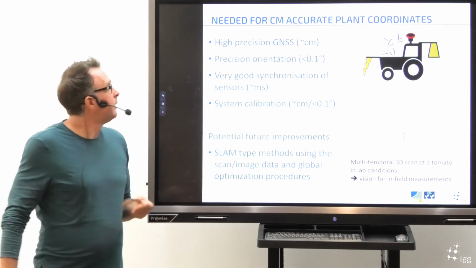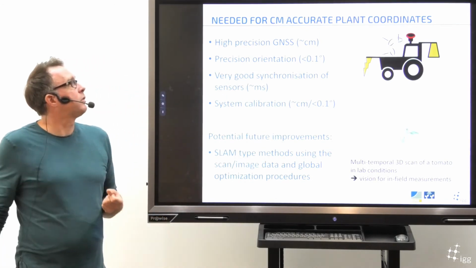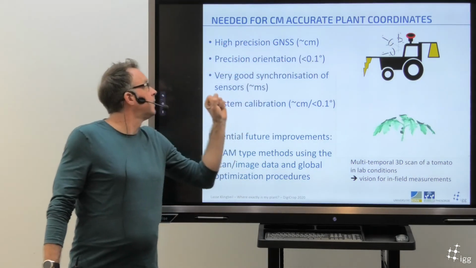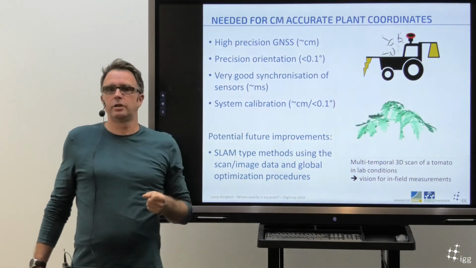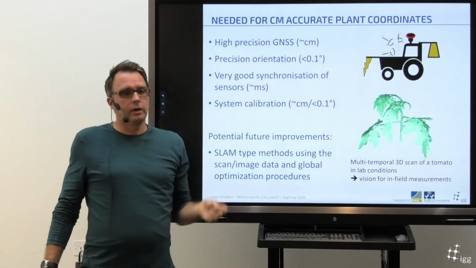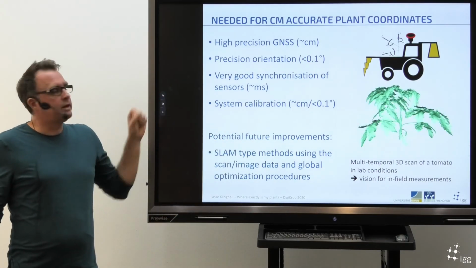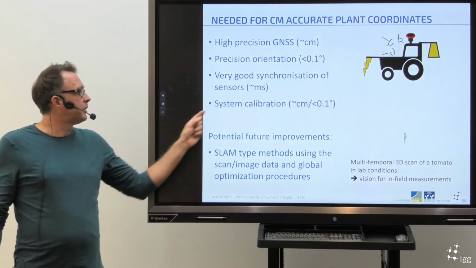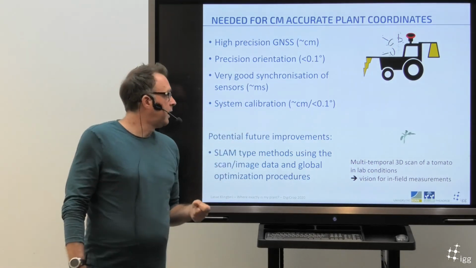To sum it up, what do you need for centimeter accurate plant coordinates? You need high precision GNSS in the order of centimeters. You need a precise orientation determination in the order of 0.1 degrees. And you need very good synchronization of the sensors, in the order of milliseconds. And what you also need is a very accurate system calibration.